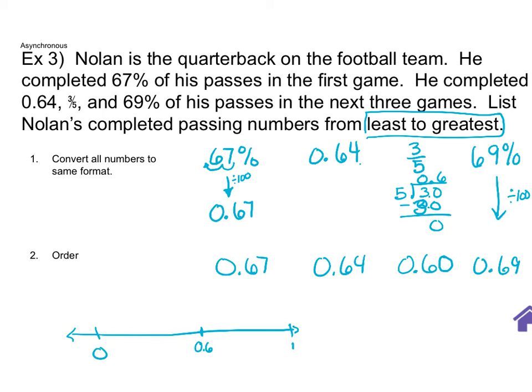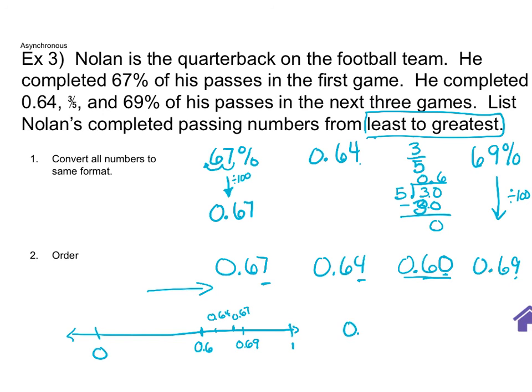And then what comes next? Well, I'm looking at my hundredths place. I have a 9, a 4, and a 7. Well, it'd be 0.64. And then the next one would be 9 or 7. Well, 7 is less than 9, so 0.67. And then you have 0.69. So that would be the order. So remember, it wants least to greatest, so we're going to go from left to right.